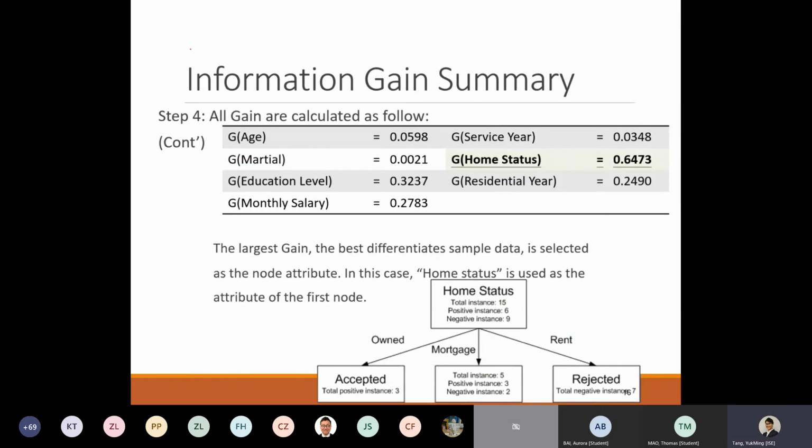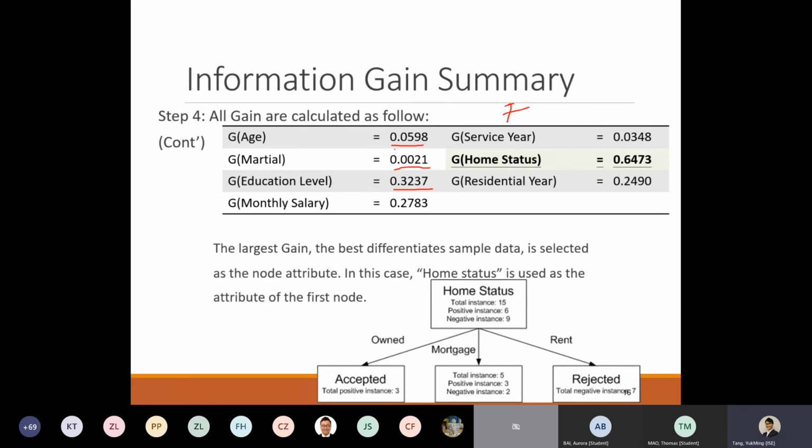Finally, you got this table. This is the final answer. The information gain of the age is 0.0898. The information gain for the status is 0.0021. The information gain of the education level is 0.3237, and so on. Finally, we've got the information gain for all these 7 attributes.